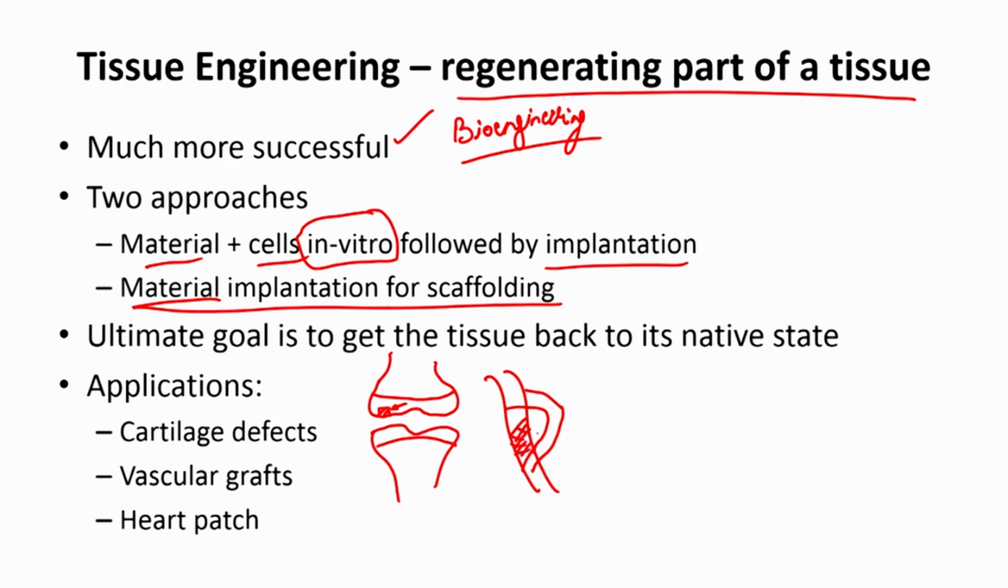And then there are heart patches. If a part of the heart gets infarcted, the cells have died, some of the function is not present anymore, it is not beating at the correct rate, you can come with a patch which you can put on the dead area and let the cells from the vicinity populate it and differentiate into heart muscles, which can then restore the pumping.